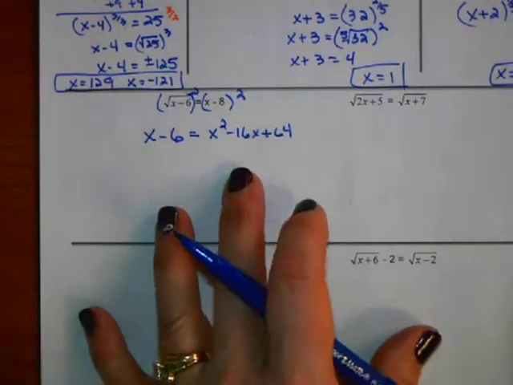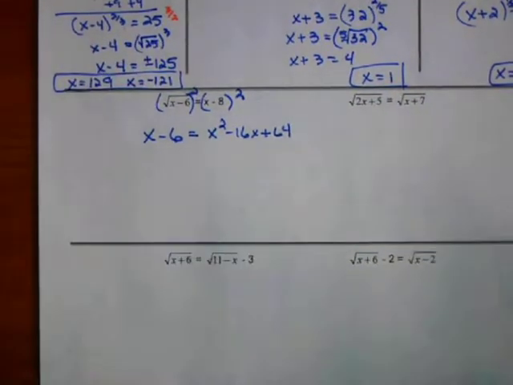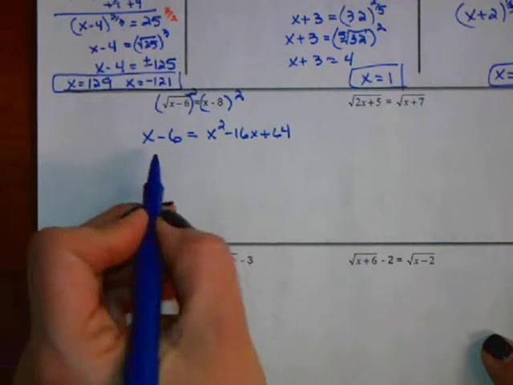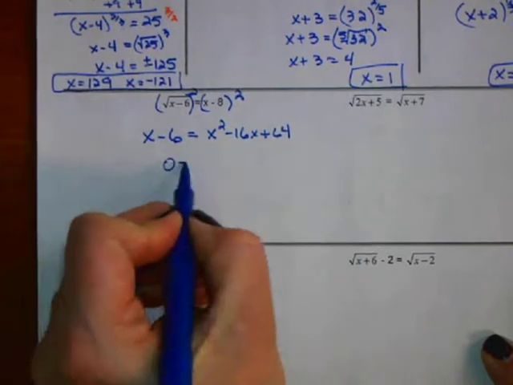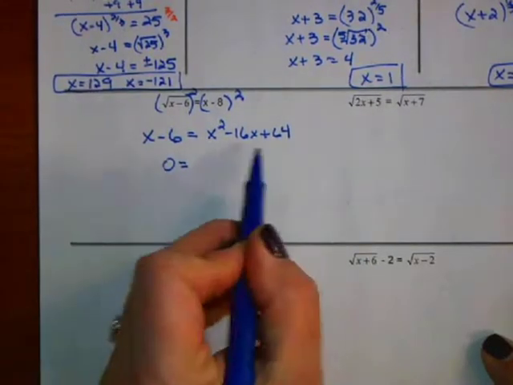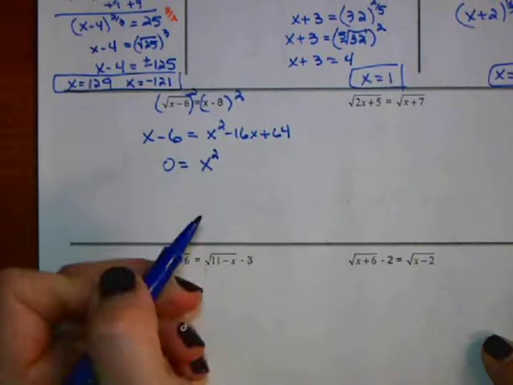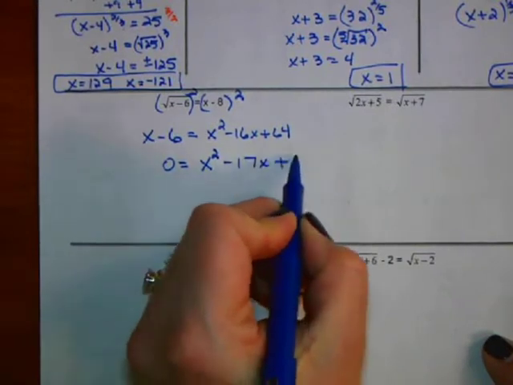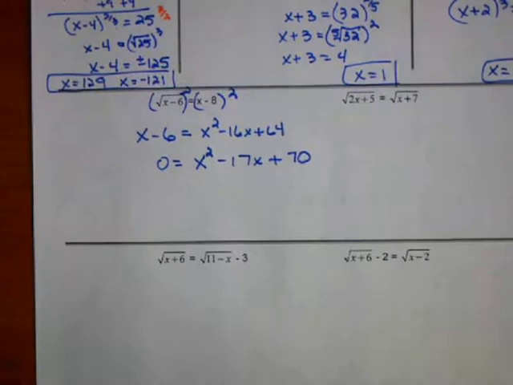Okay, now I need to solve for x. It's a quadratic equation. I have to set it equal to what? 0. In order to factor it and solve for x, okay? So I'm going to add 6 to both sides and subtract x. So this becomes 0. Add 6, subtract x. So I get this, x squared minus 17x plus 70. I added 6 and subtracted x. Yeah? Oh, look, you get to factor.